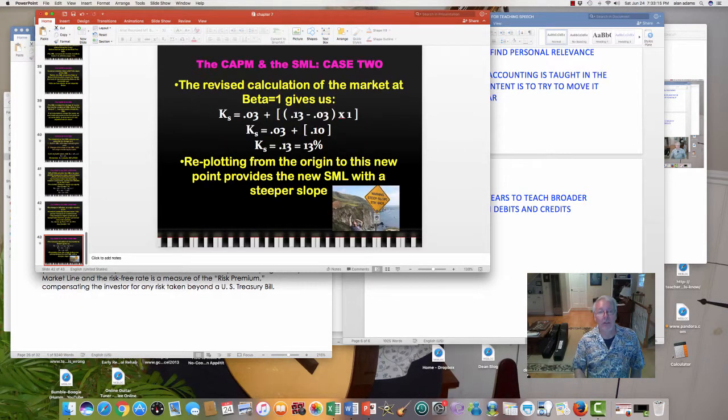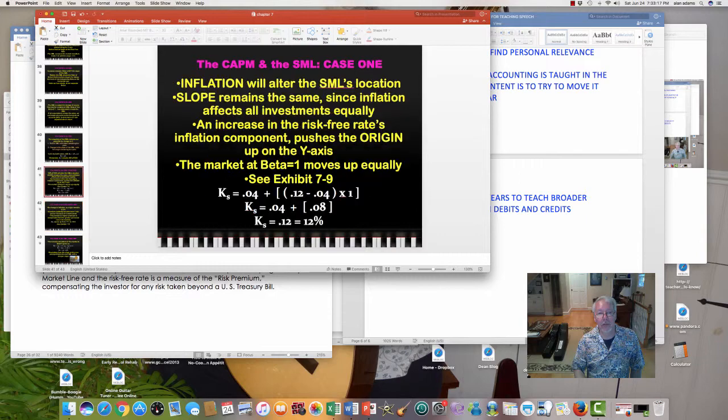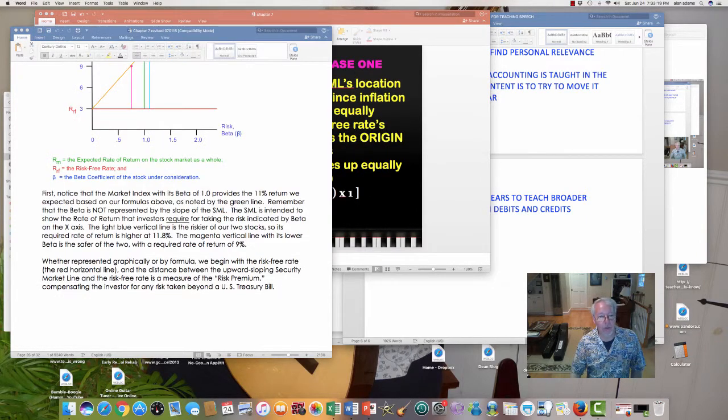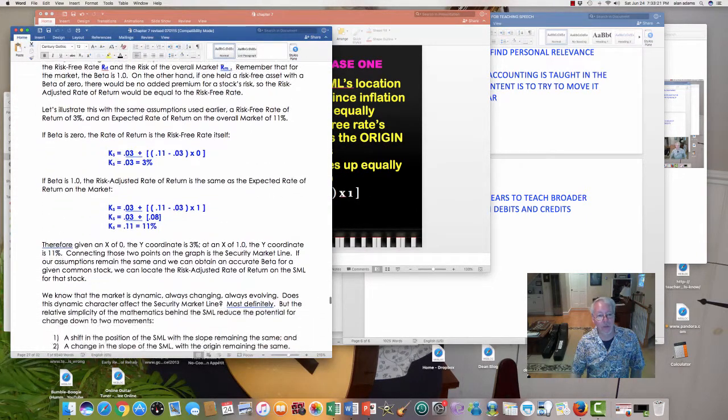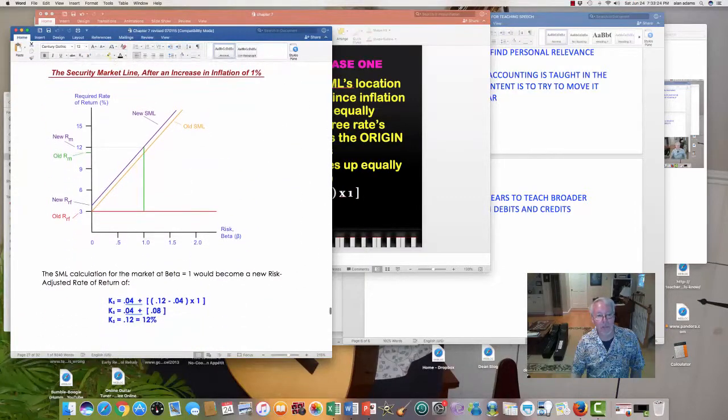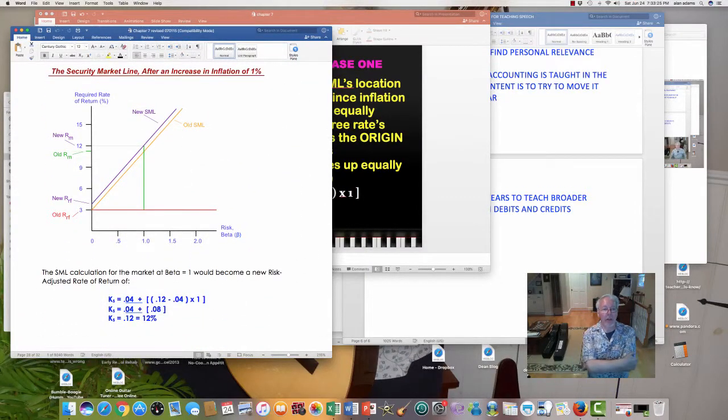Let me see if I gave you, no, I guess I didn't. So let me go back to the book. Everything I just told you means, there it is. The old SML was the orange line. Now the new SML, you can see that I've adjusted at a beta of 1. The market return now becomes 12%.